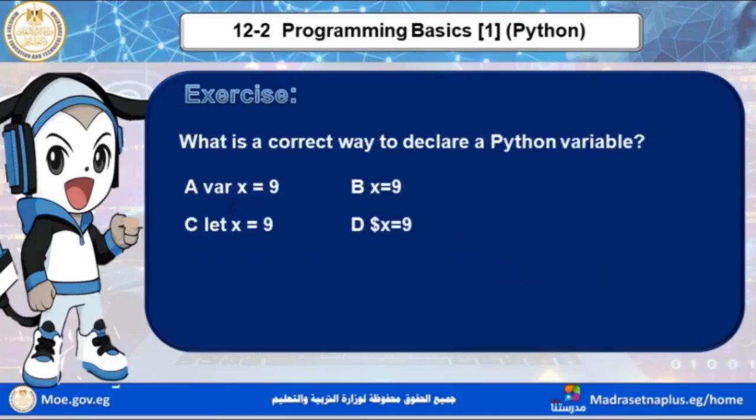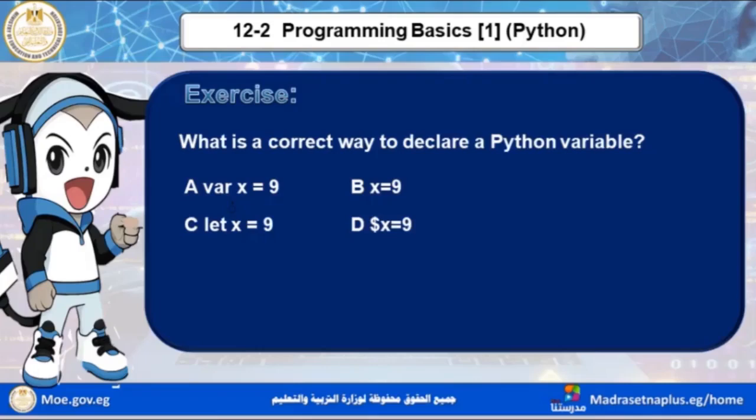What is the correct way to declare a Python variable? We have here four types of declaration. Using the word var, and this is not correct in Python. Using the word let, and if you remember, we use it in JavaScript. And the dollar sign, $x = 9, which is what we use in PHP. So the correct one is item B.